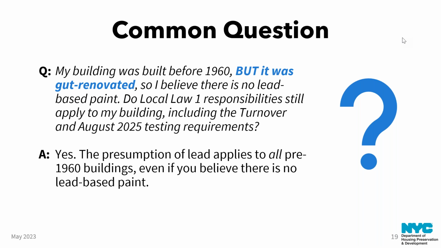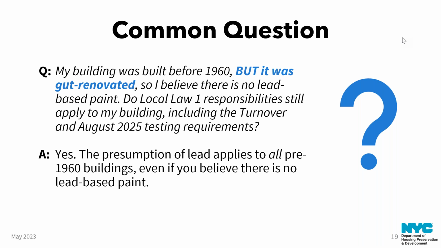And the question that we get a lot is from people who say, and I'll read this question from the slide: my building was built before 1960, which means normally Local Law 1 will apply, but it was gut renovated, so I believe that there is no lead-based paint. Do the Local Law 1 responsibilities still apply to my building, including the turnover and the August 2025 testing requirements? And the answer to that question is a strong yes.